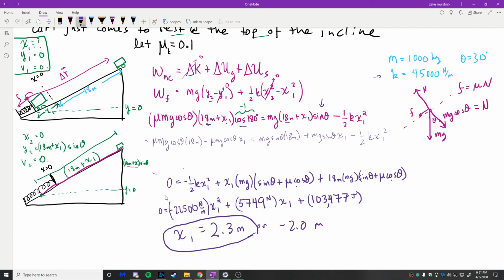Left-hand side becomes... Does that help you to see it? Because then this term is times x1, and this term here is times x1. So I just factor them out.